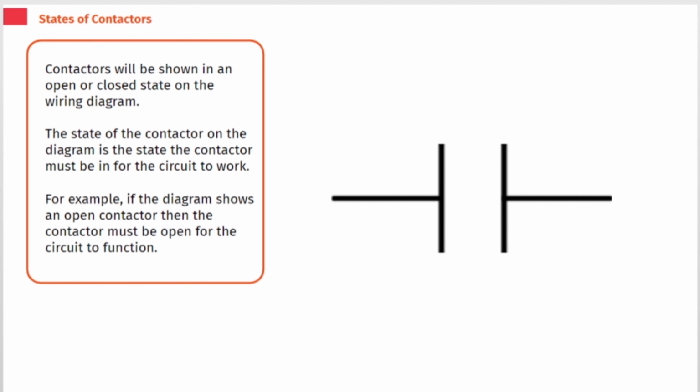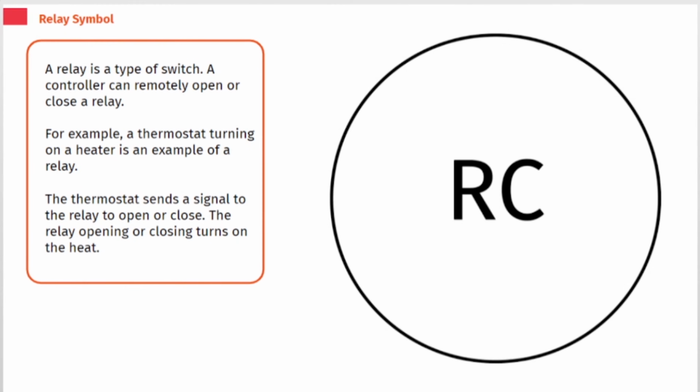The state of the contactor on the diagram is the state the contactor must be in for the circuit to work. For example, if the diagram shows an open contactor, then the contactor must be open for the circuit to function. A relay is a type of switch.